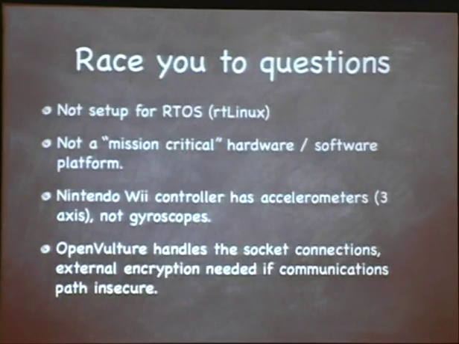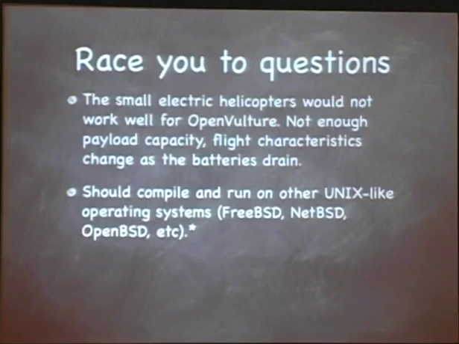I'm going to try to race to some questions that are probably going to be asked. It is not set up for a real-time operating system like RT Linux, and it's not a mission-critical hardware software platform, but it's really cheap. Nintendo Wii controllers actually have 3-axis accelerometers, but no gyroscopes on board. The OpenVulture software handles the socket connections, but it doesn't do anything to encrypt that connection. It's pretty much left up to external stuff, so you could tunnel it through SSH if you don't trust your communications channel. The small electric RC helicopters are pretty much no good for this because they can't really carry the payload. And also as the batteries deplete, their flight characteristics change up pretty good.